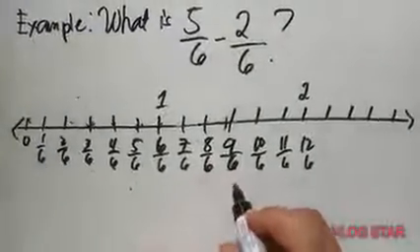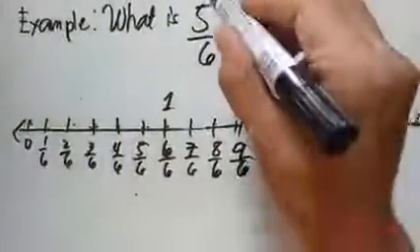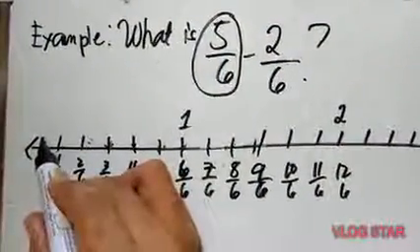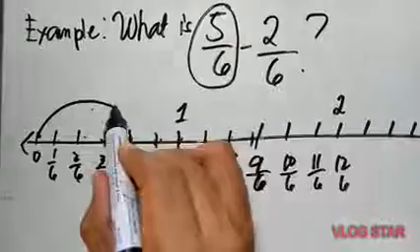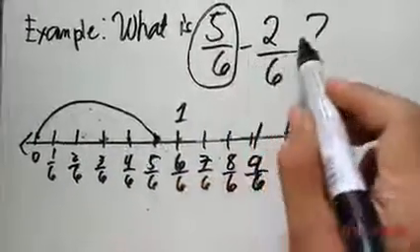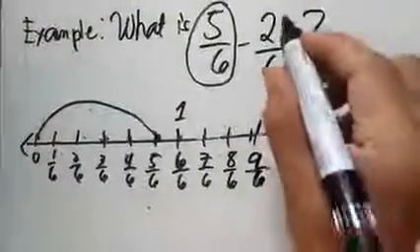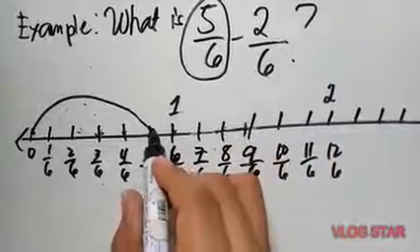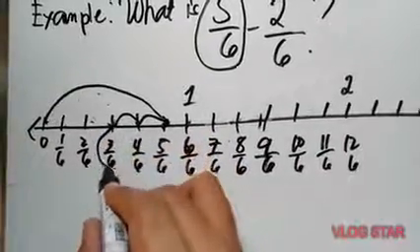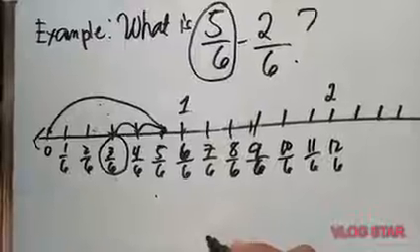Next, we use a number line in getting the difference of 5/6 and 2/6. First we move to 5/6, then proceed to 5/6 minus 2/6. Since it is minus, you will move backward 2 parts. So 1, 2. This is the difference of 5/6 minus 2/6.